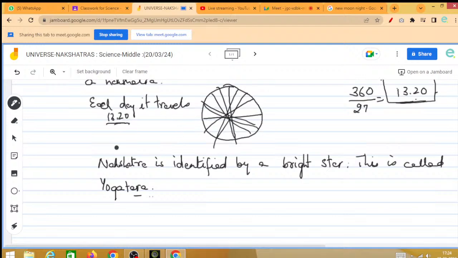So a nakshatra is identified by a bright star, which is called a Yogtara. And so now we are saying the rules to watch nakshatras. What all should be done? First rule. Tell me.